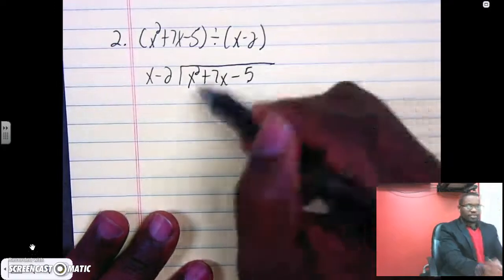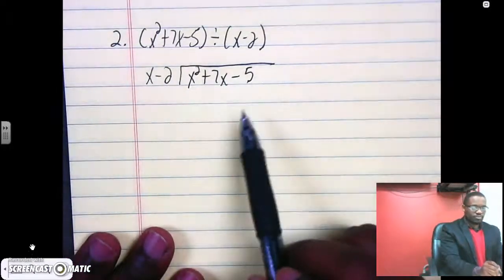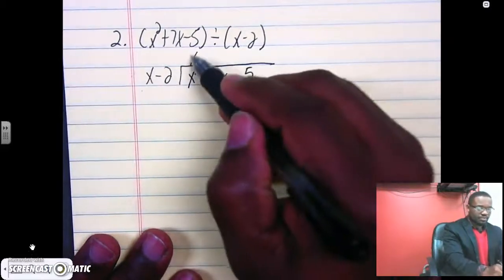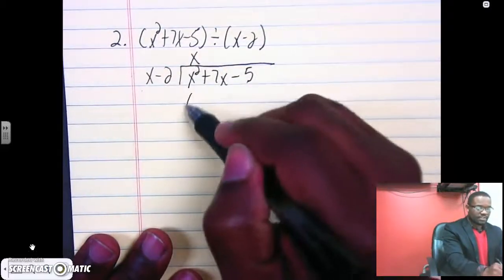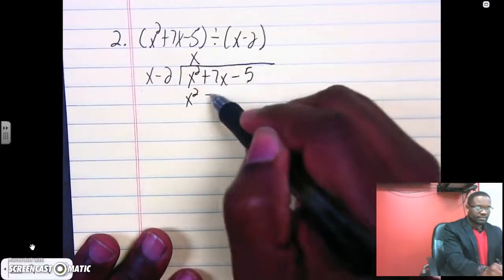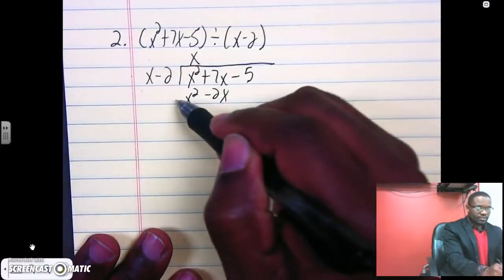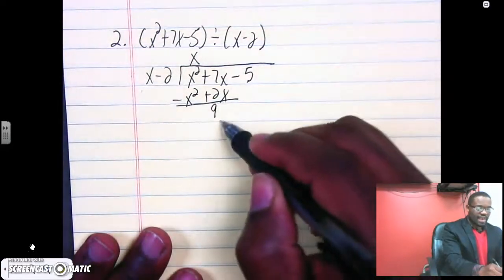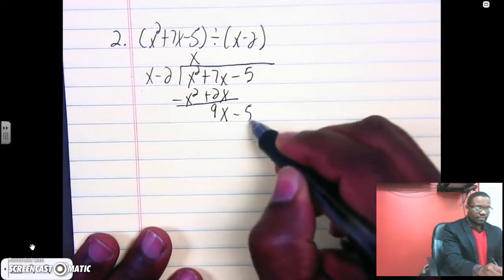Notice I didn't have to put 0x or anything because everything is where it needs to be. What do I multiply an x by to make it be x squared? That's simple. It's just x. X times x is x squared. X times negative 2 is negative 2x. Draw your line, change your signs, and you get 9x minus 5.